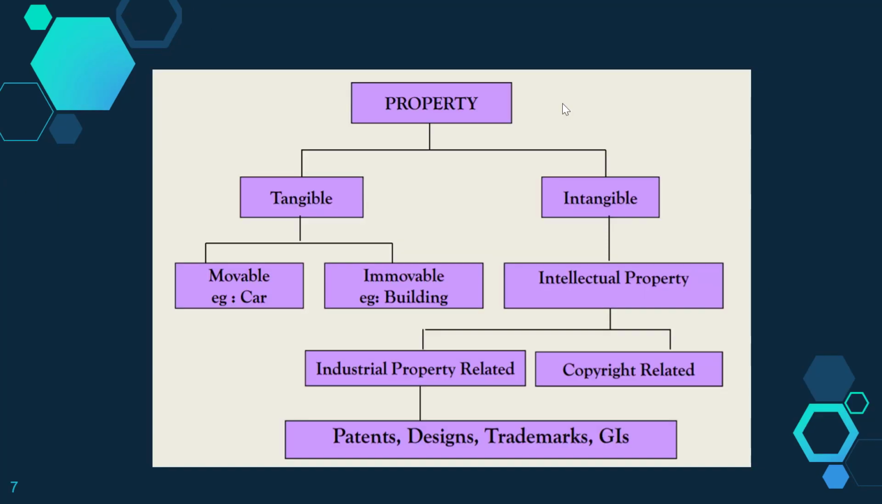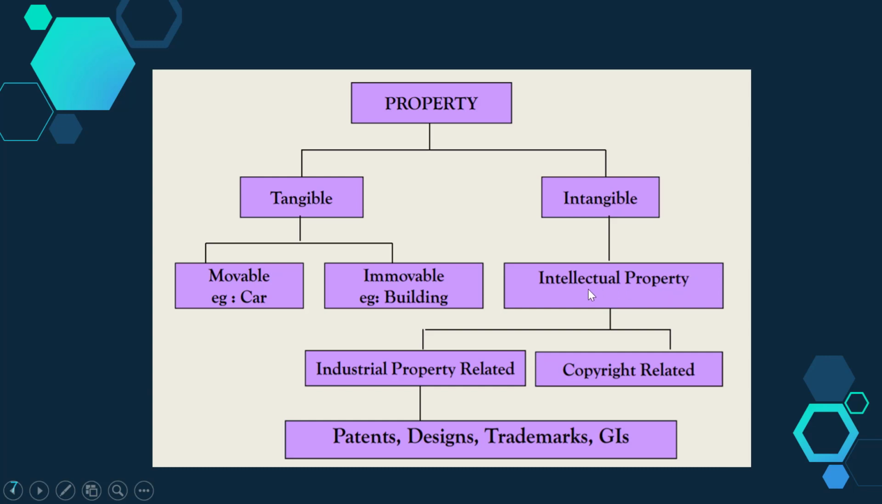Moving ahead, on this chart, I have tried to explain the types of property. So the property we have divided into two types. One is tangible and second is intangible. We have classified tangible property into movable and non-movable or immovable. A movable example is a car and immovable is a building. And the second is intangible property. Here intellectual property is intangible property.